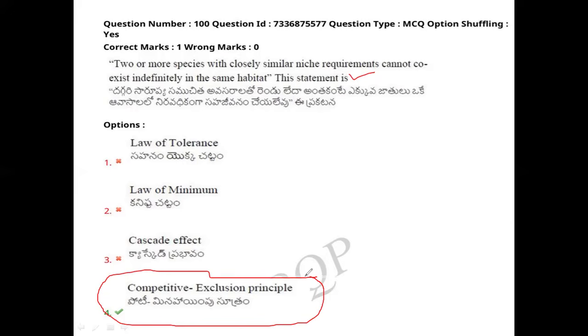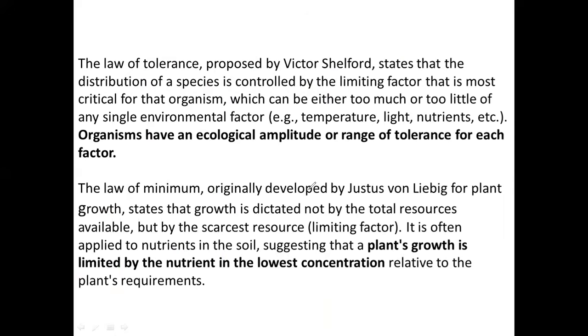So when competition occurs between two or more species for the same niche, then one organism will survive and the other organism will be completely eliminated from that area. So we call it the competitive exclusion principle. Let us look at other laws too. Very important: the law of tolerance.